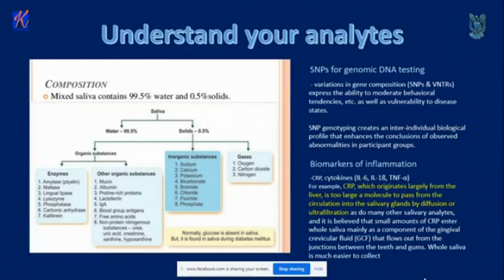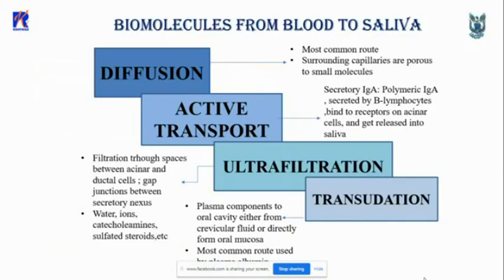To understand your analysis is important, because before we try to determine what we are exactly going to determine, I will take you to the next slide and then come back here. The thing that makes saliva versatile is that the biomolecules travel from blood to saliva through different routes, like diffusion, active transport, ultrafiltration, etc.